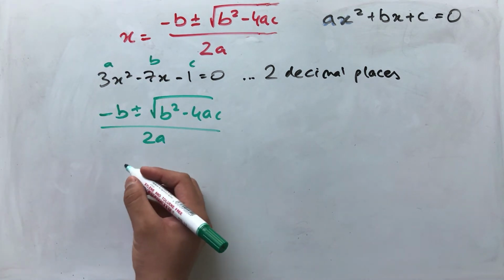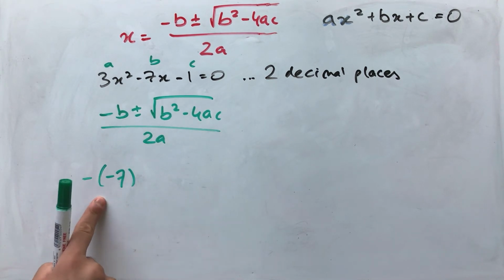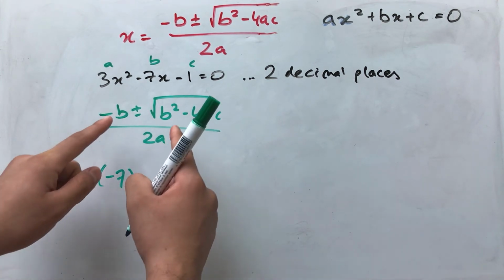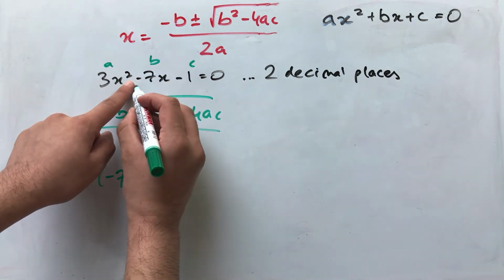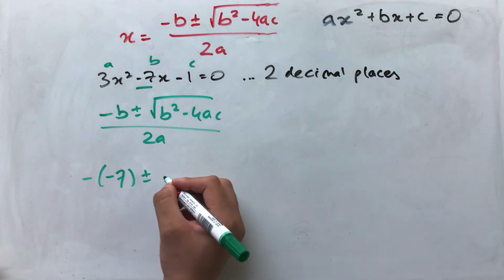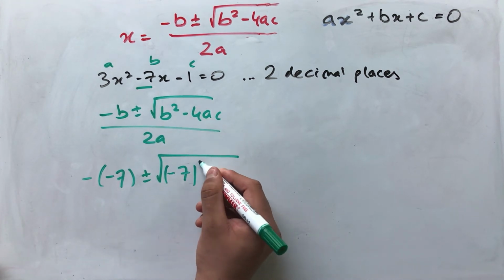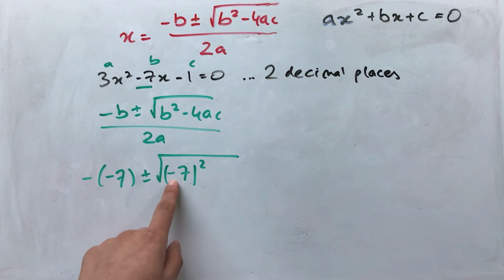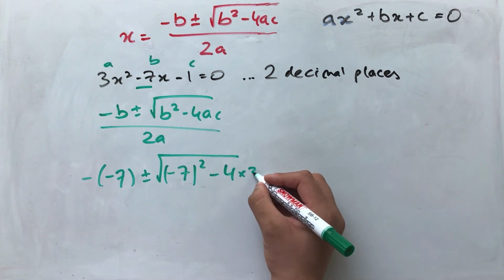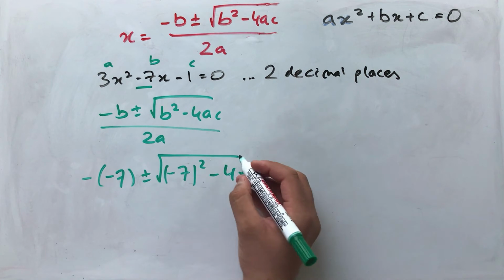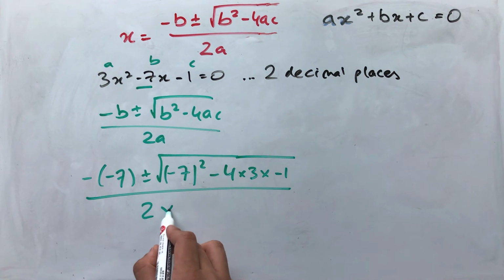Now we just have to do simple stuff and substitute it. Negative 7, okay? Write it in brackets so you don't confuse yourself and forget the negative sign. Remember, the negative in negative b is applied to the entire b term, so this b term, you still have to take the negative in with it. Plus or minus the square root of negative 7 squared. Now obviously since it's squared, it doesn't matter if you forget the negative over here. Minus 4 times a, which is 3, times c, which is negative 1. Remember there's a negative right here. All over 2 times 3.